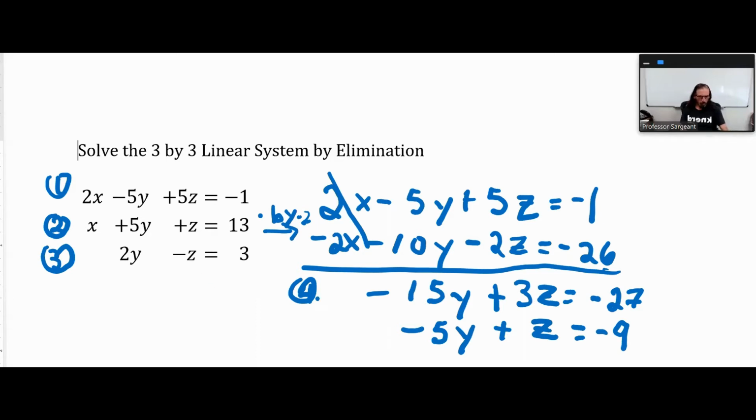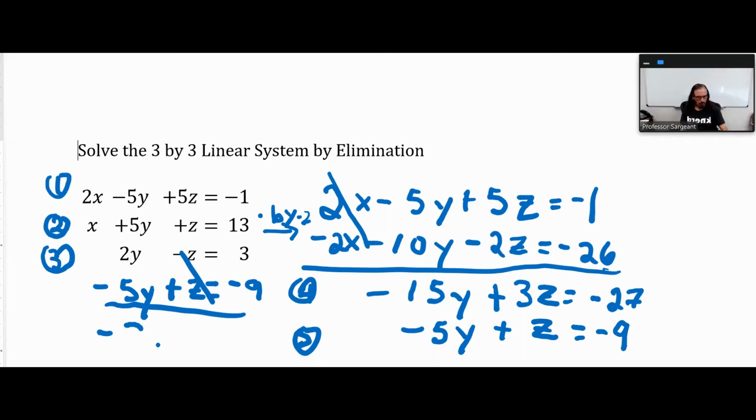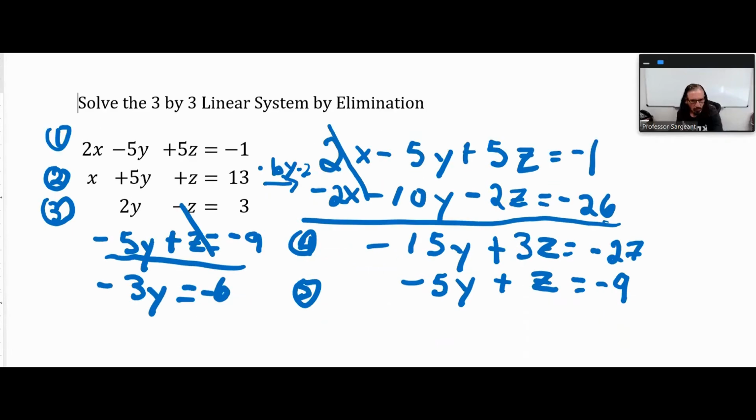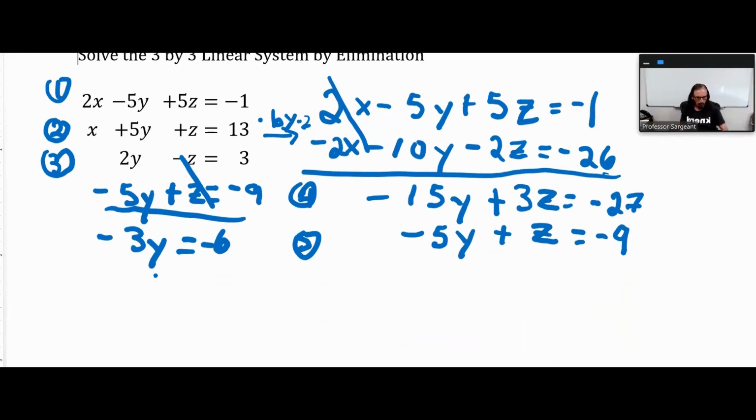Call that equation 5. Now if I pair up equations 3 and 5, I'm going to get the z's to cancel. And that'll give me -3y equals -6. So divide both sides by -3, and we've got that y is equal to -2. Sorry, they're both negative, so y is a +2.